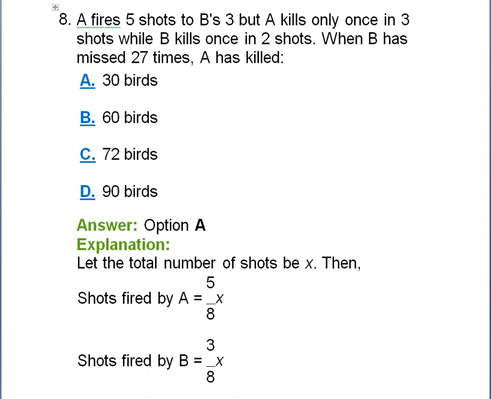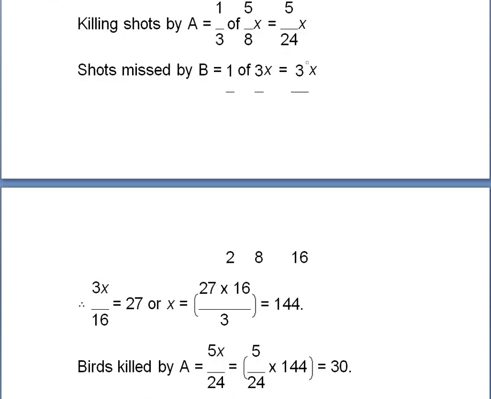We'll consider that the total number of shots be x, and shots fired by A are 5 by 8 x, and shots fired by B are 3 by 8 x, and killing shots by A is 1 by 3 of 5 by 8 x, and shots missed by B is 1 by 2 of 3x by 8, that is 3x by 16. So 3x by 16 equals 27, or x equals 27 into 16 by 3, that is 144.